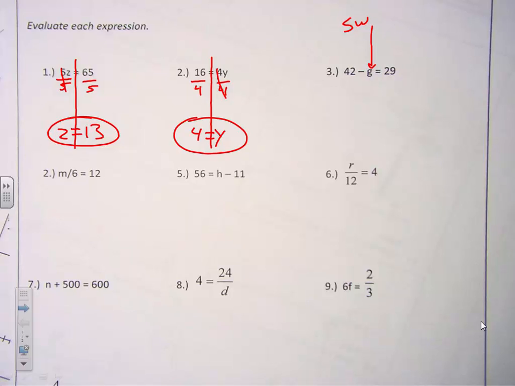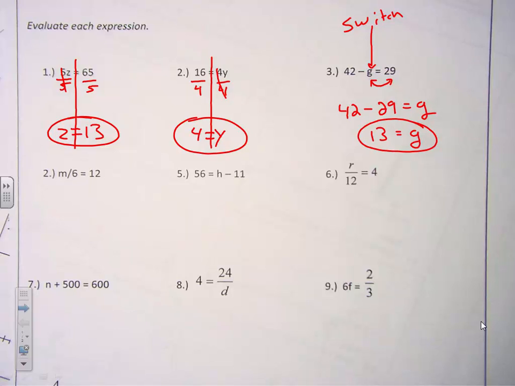We can always just switch the variable with the answer. So we can switch these two guys. So really, I've got 42 minus g. Whoops. That's what we had in the first place. I've got 42 minus 29 equals g. So now it's simply a subtraction problem. 42 minus 29 is 13.